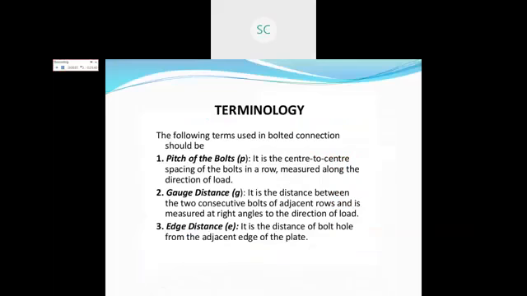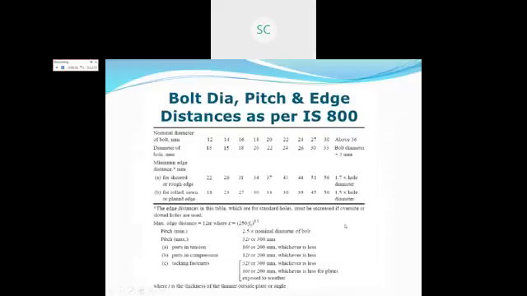In respect of terminology or definitions, you can have some definitions. Pitch is the center to center spacing of the bolts in a row, measured along the direction of the load. The gauge distance is the distance between two consecutive bolts of adjacent rows, measured at right angles to the direction of load. Edge distance is the distance of the bolt hole from the adjacent edge of the plate.